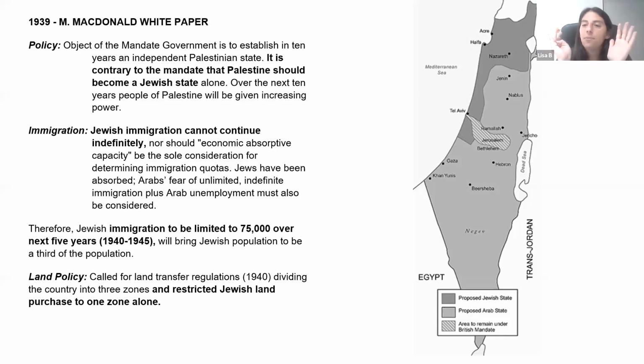And I want you to look carefully at the map over here, because this is the proposed plan in 1939 that the British proposed for the future. So they say, we'll create a Jewish state up in kind of the north of Israel and kind of along the coast. And then in the south, it'll be an Arab state.